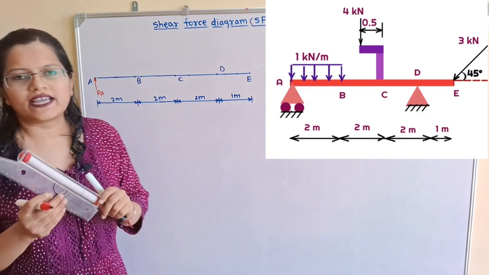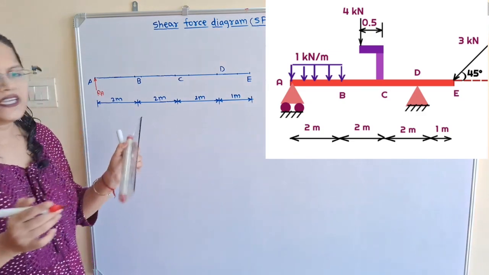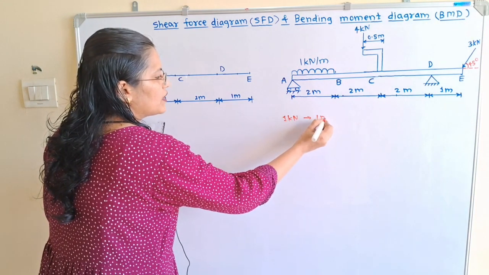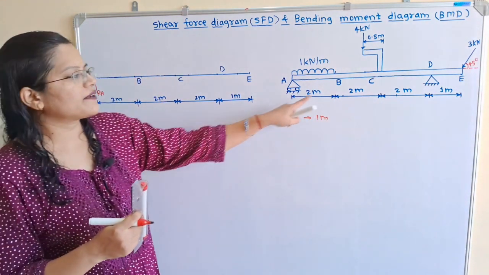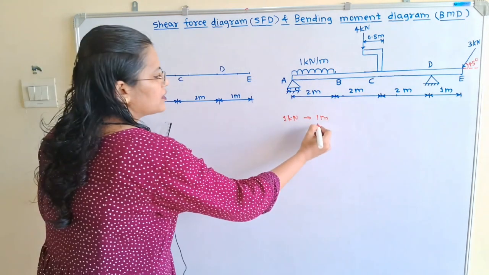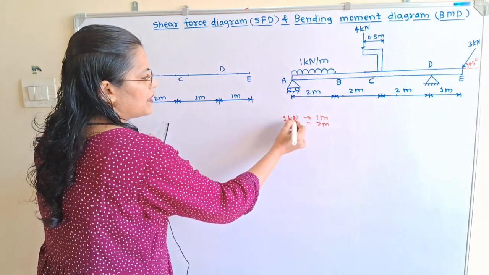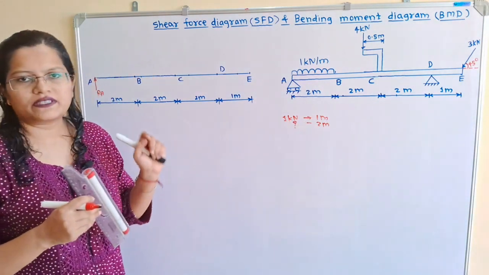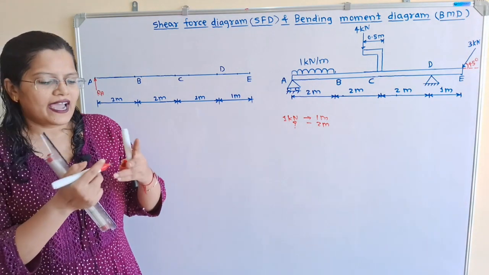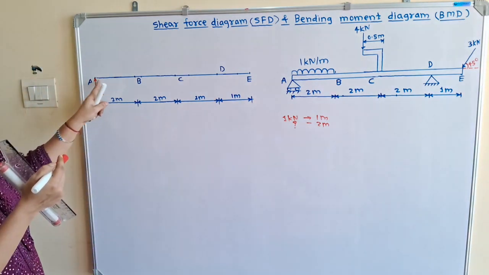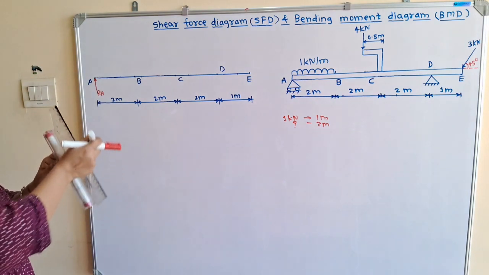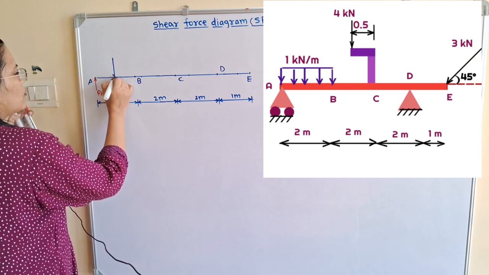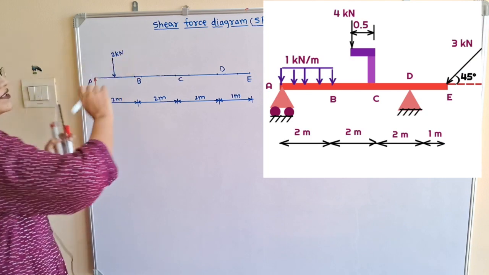Now we will move to the uniformly distributed load. It is 1 kilonewton magnitude for a distance of 1 meter, but the total span is given as 2 meters. So how to calculate the total load? If we cross multiply, 2 multiplied by 1 divided by 1 is equal to 2 kilonewton load, and it is acting at the center of this span AB. So we will select the center point and show here a 2 kilonewton load in the vertically downward direction.